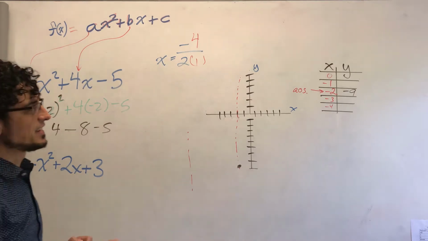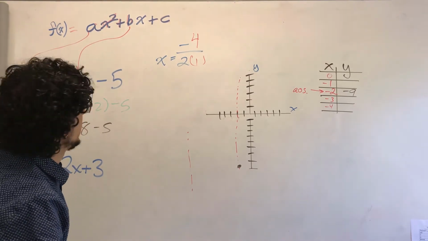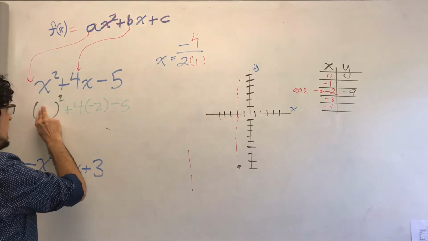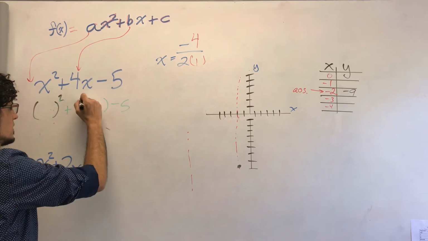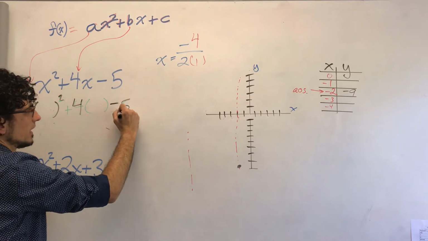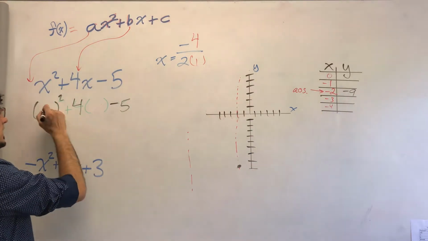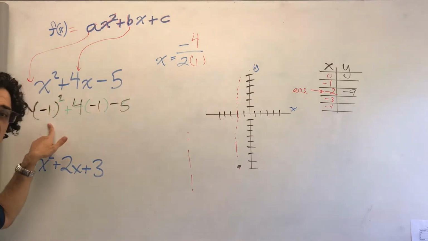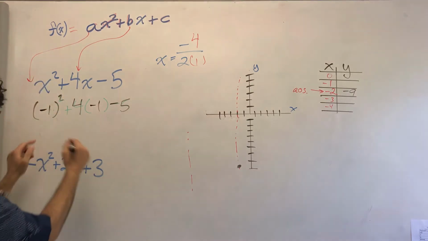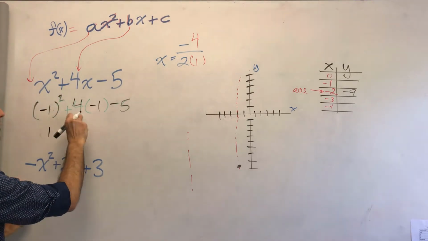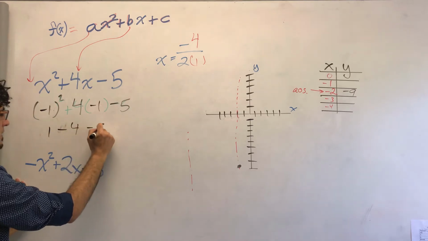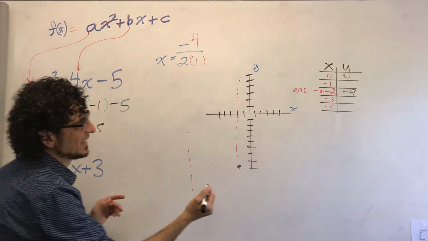Okay, now the next thing that I have, I can go ahead and keep plugging these guys into this equation. All right, so I'm plugging -1 in here now. And so I have -1 squared. -1 times -1 is positive 1. And then we have 4 times -1, which is -4, minus 5, which is going to be -8.